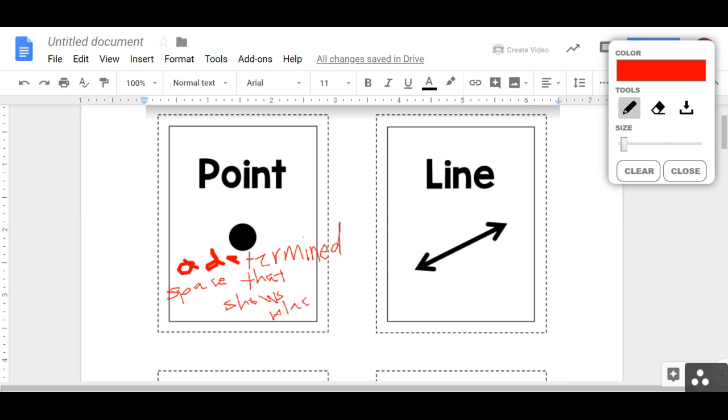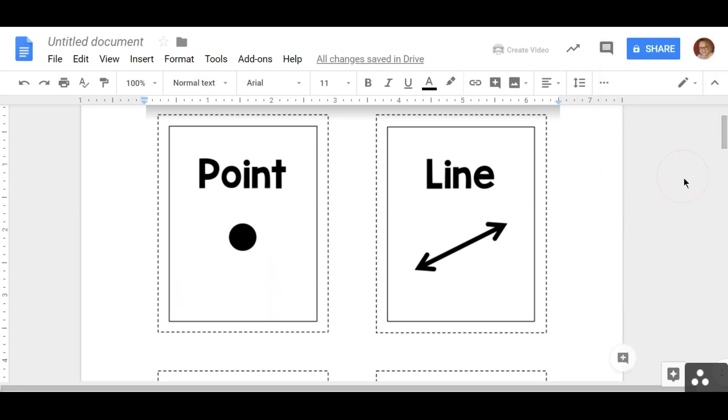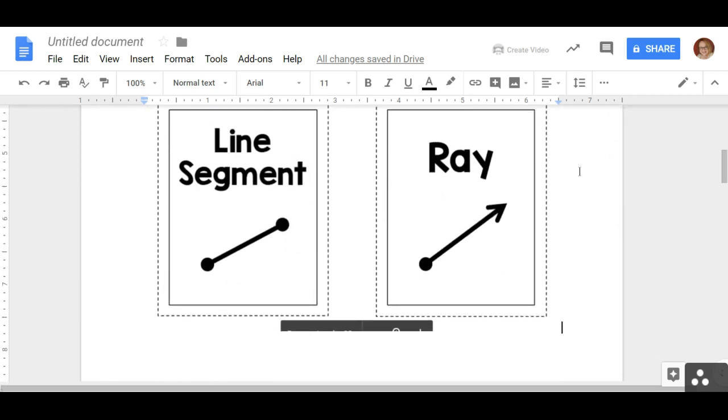So you may see a point on a line. You may see a point on an angle. You might see a point in a data chart. So all a point is, is a mathematical word for a place. Okay, so now we're going to go down here to ray.